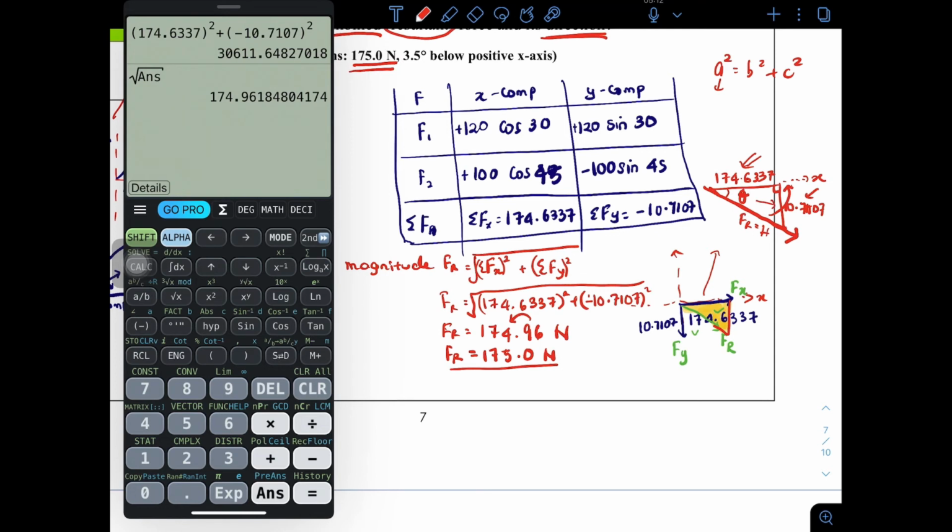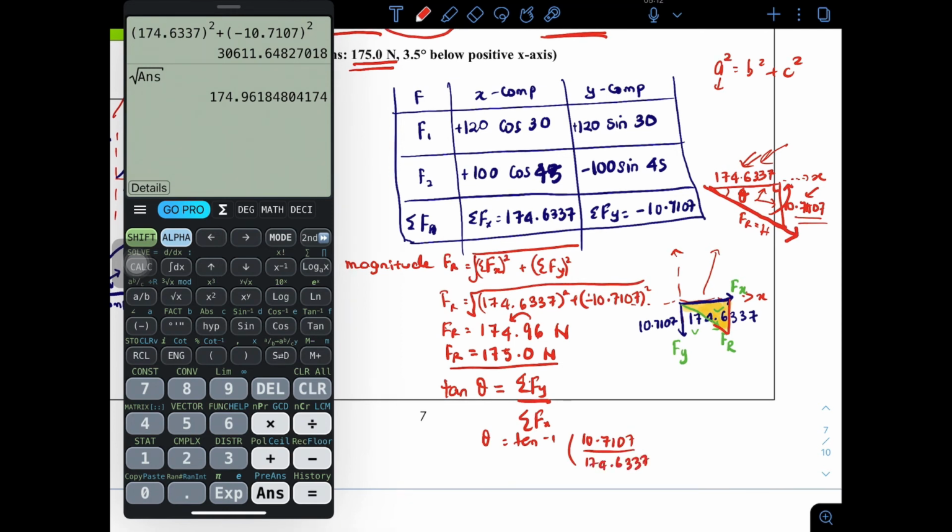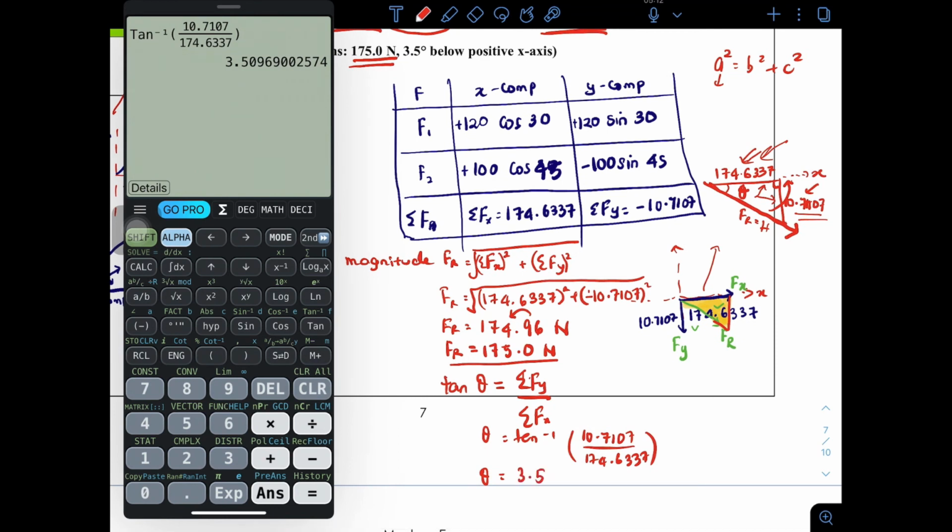Because we have the opposite value and the adjacent value, normally we will use the values that we calculated before. Normally we don't use the hypotenuse because the hypotenuse comes from a calculated value. We want to make it more accurate, so we use the values x and y that we calculated before. So we will use tan, because here is opposite, here is adjacent. Tan theta equals total Fy over total Fx, so theta is shift tan 110.7107 over 174.6337. When you find the angle, you can just ignore the negative sign for Fy. Okay, so we will get 3.51 degrees.